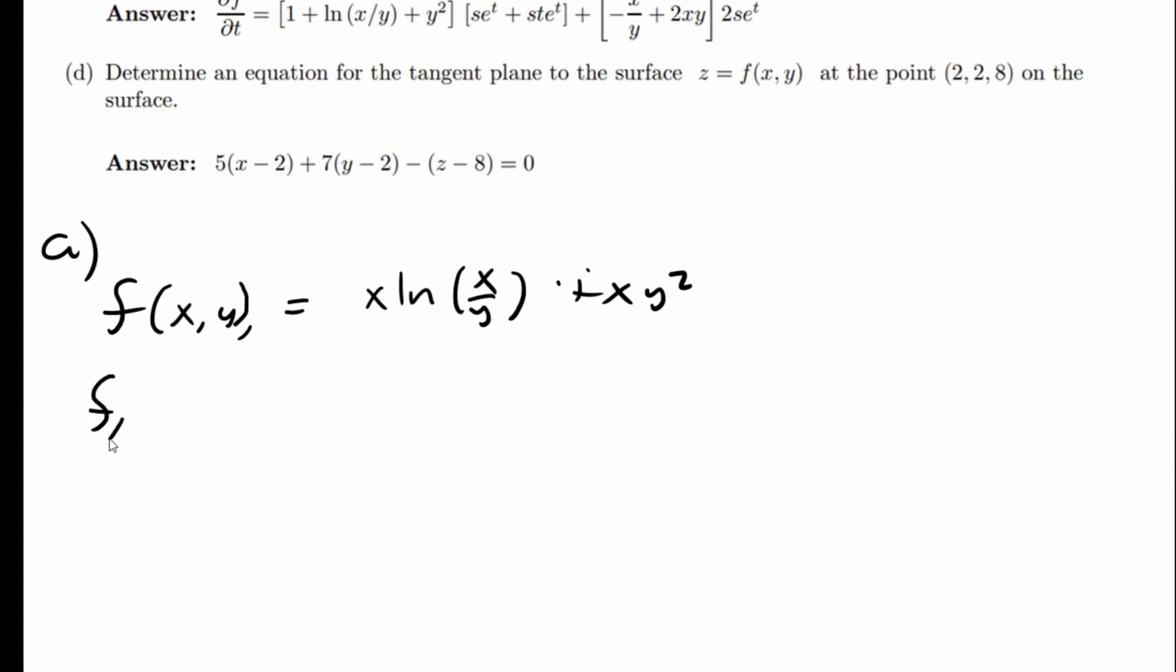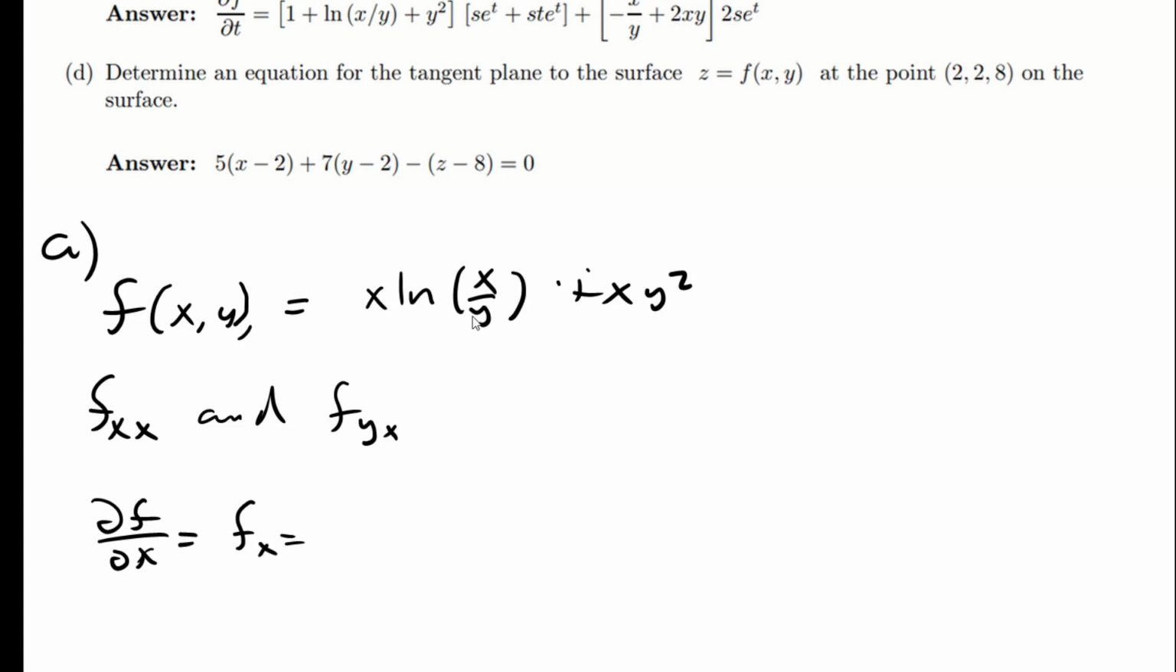So we want to compute f xx. So this is the derivative with respect to x of the derivative with respect to x. And f yx. So this is the derivative with respect to y of the derivative with respect to x. Okay, so first thing we should compute is df dx, right? This is fx, which is the derivative with respect to x.